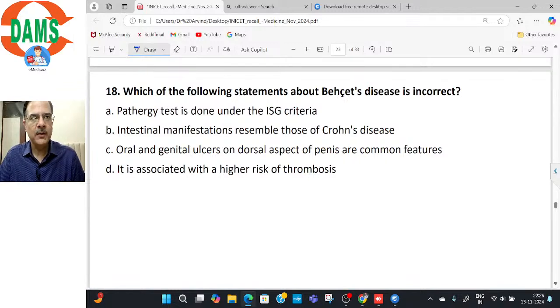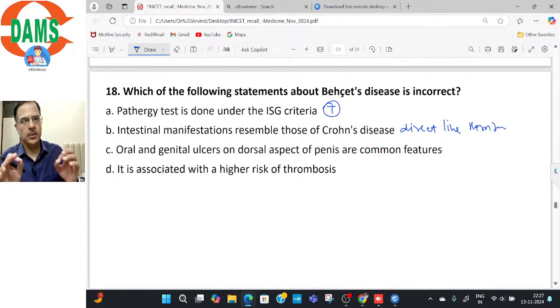Question number 18, which of the following statements about Behçet's disease is incorrect? So pathology test is included in the International Study Group criteria for Behçet's disease. Yes, this is true. Pathology test is included as a criterion. Intestinal manifestations resemble those of Crohn's disease. These are the direct lines from Harrison, so they have picked a direct line.